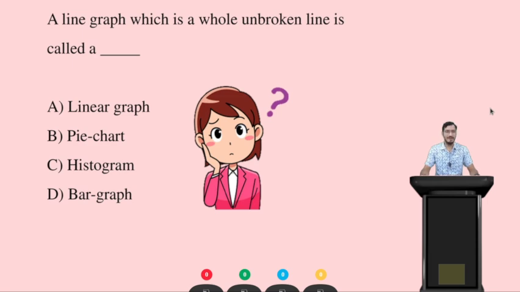Okay, now it's question time. A line graph which is a whole unbroken line is called a, so here I am giving you 30 seconds. Option A, linear graph. Option B, pie chart. Option C, histogram. And option D, bar graph. So which option is correct here?